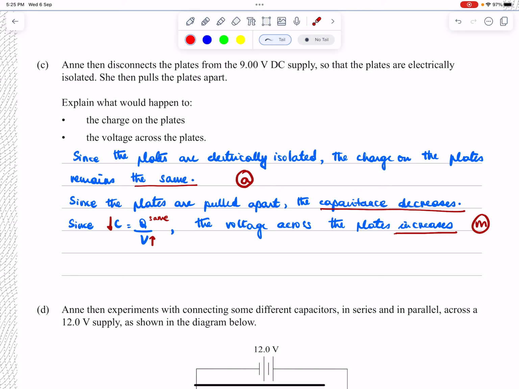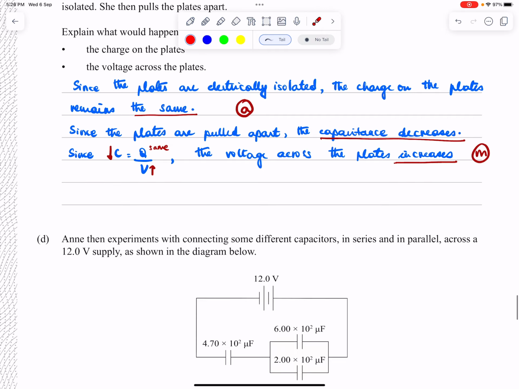Now, because they're pulled apart, the capacitance will decrease. Why? Because capacitance is mu 0 mu r A over D. So if D increases, capacitance decreases. Now, since C is equal to Q over V, Q is the same, C has decreased, so what's going to happen to the voltage? The voltage across the plates will increase.